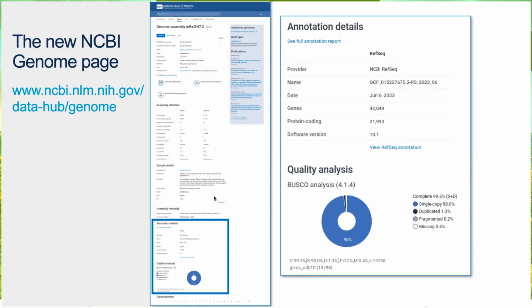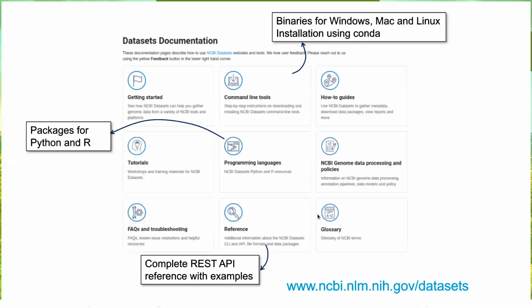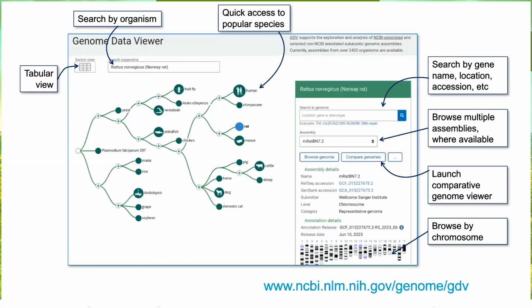buttons. Or if you are the kind of person who lives in the command line, you can use the datasets command line tool to download everything that you see on the genome pages from the command line. We have extensive documentation to help you get through this. We have installation instructions, how-to guides, and tutorials. And if you're an application developer, we have information about the API as well. So that's datasets. That's how you get the data.